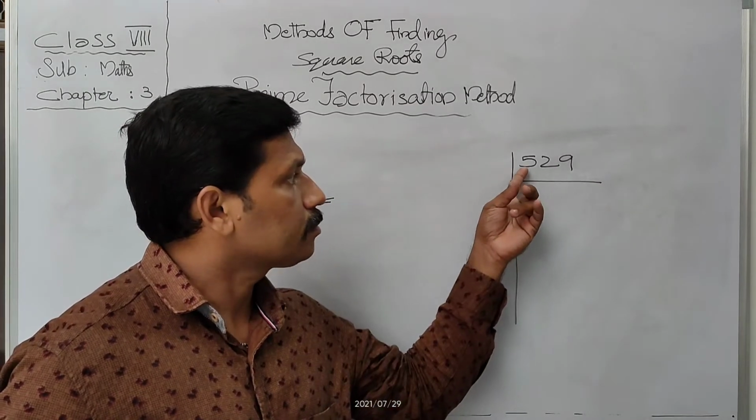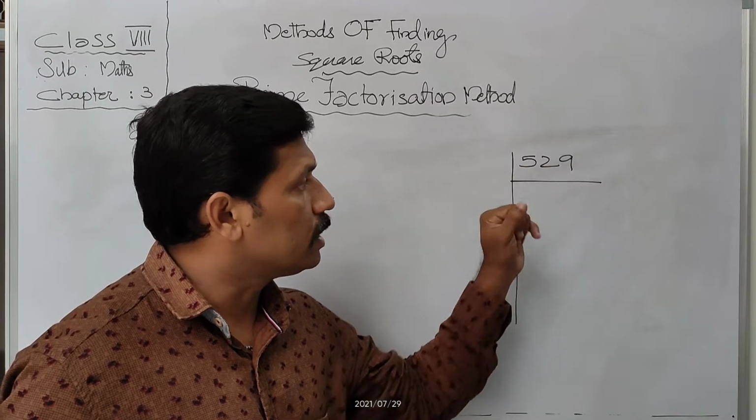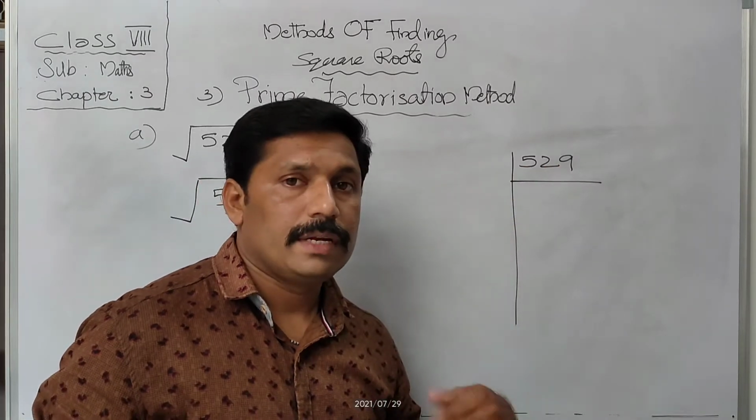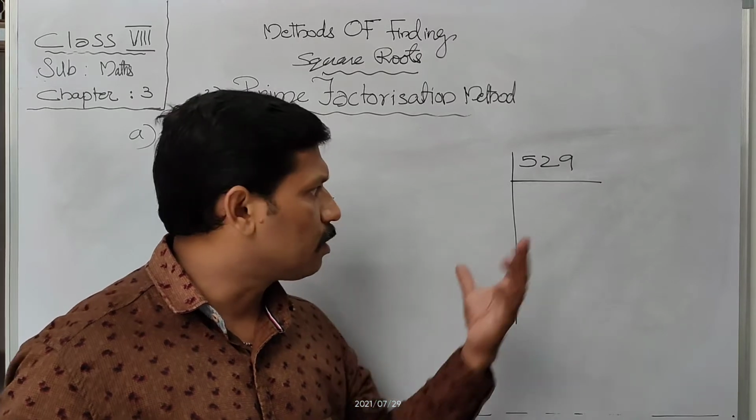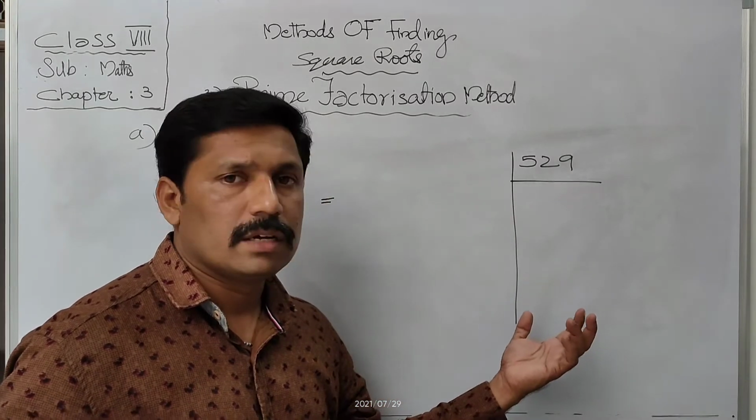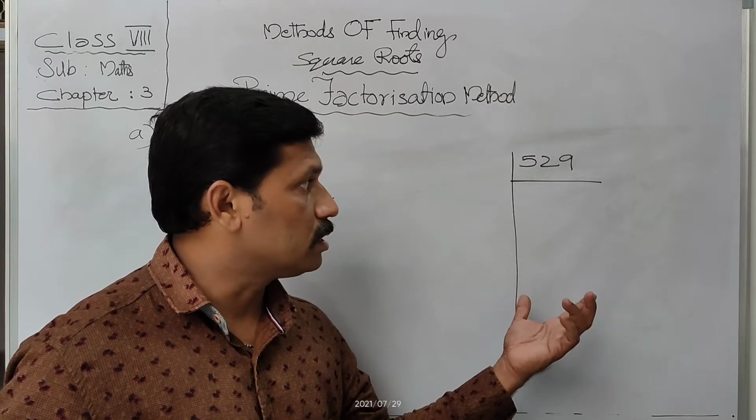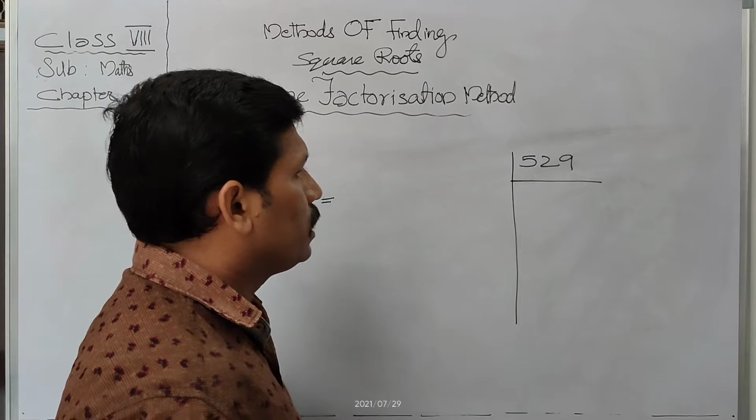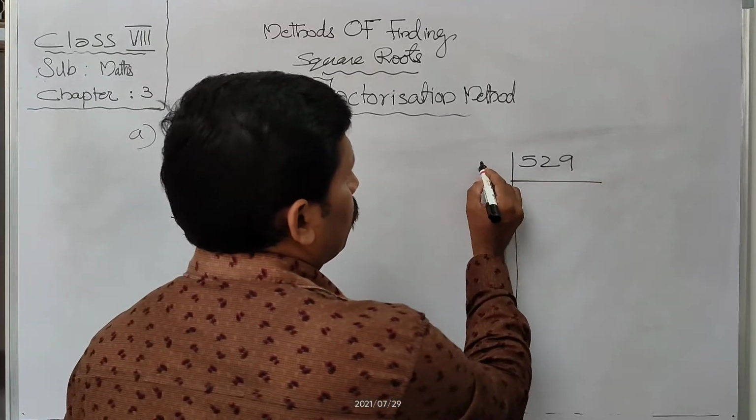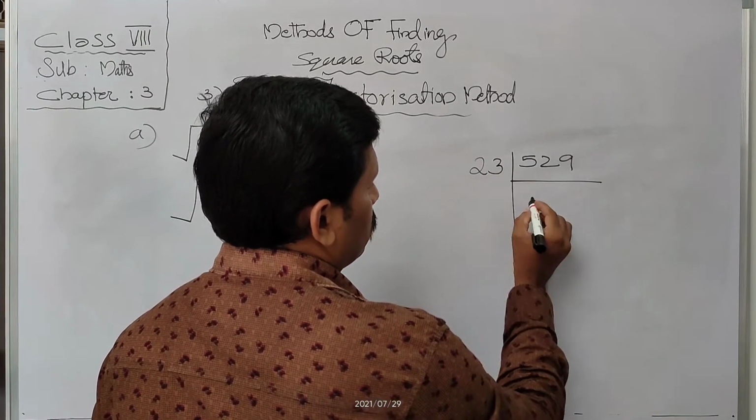By 19 also it is not divisible. That means it may be a prime number, because this number is not coming in any other table. Therefore, I think it comes in the 23 table only. There are no other factors.